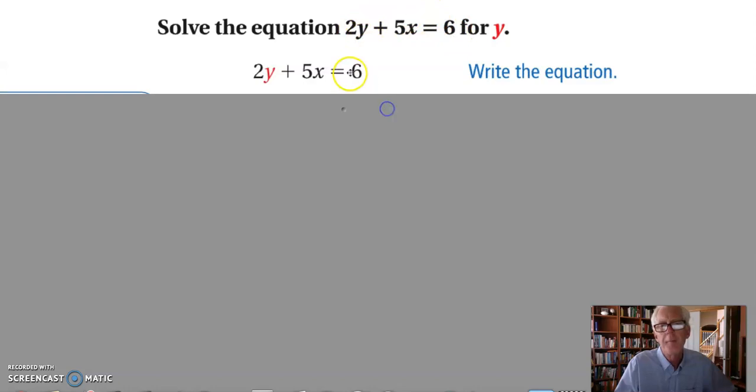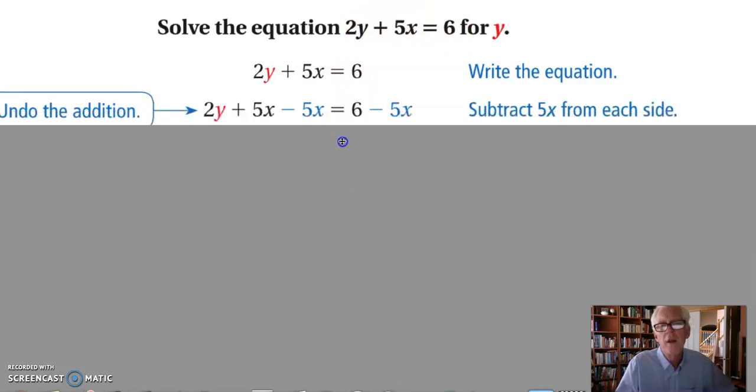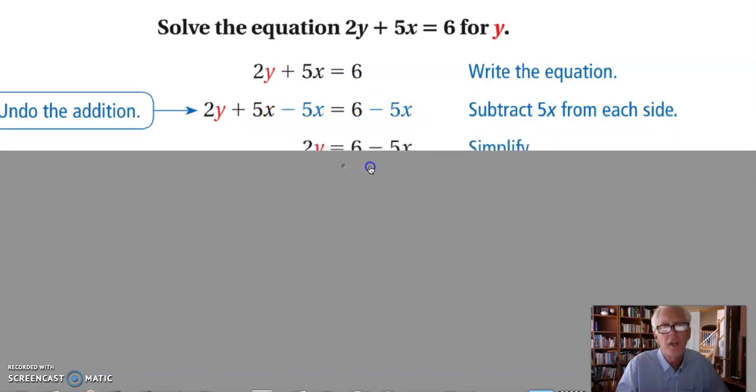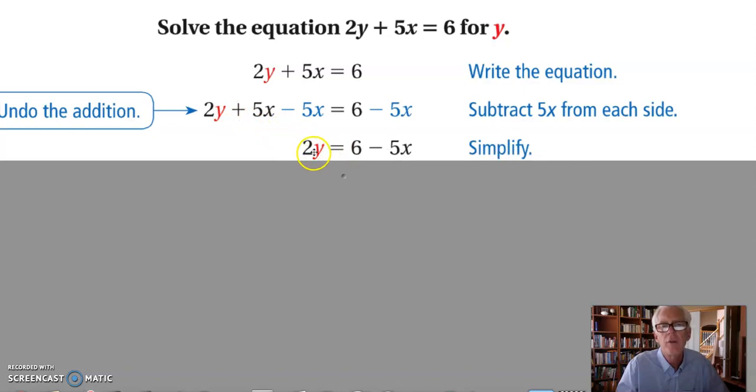Our first step was to subtract 5x from both sides. Now the book examples do it horizontally. I like to do them vertically. Either way is fine. When you subtract 5x from both sides, you then have 2y equals 6 minus 5x.